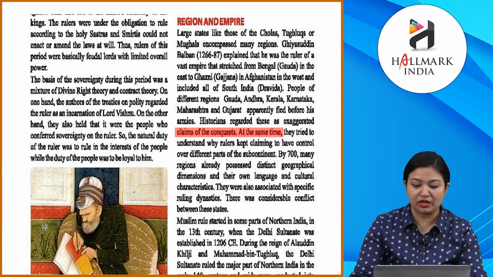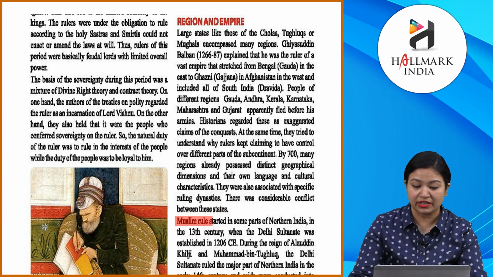At the same time, they tried to understand why rulers kept claiming to have control over different parts of the subcontinent. By 700, many regions already possessed distinct geographical dimensions and their own language and cultural characteristics. They were also associated with specific ruling dynasties. There was considerable conflict between these states.